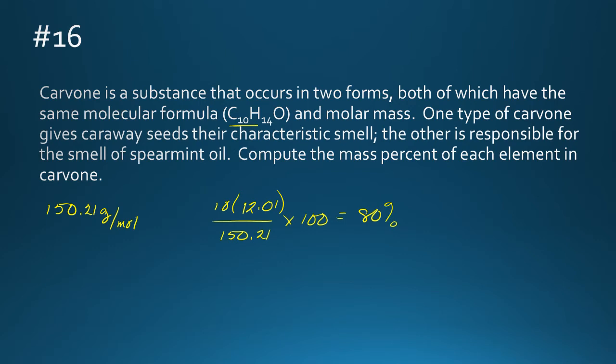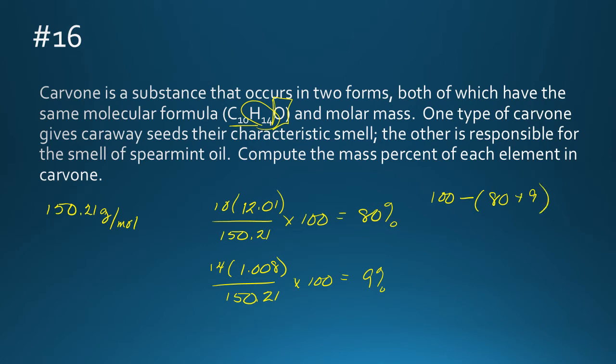The next one I want to look at is the hydrogen. There's 14 hydrogens. Each one of those weighs that, divided by the whole, times 100. Let's see, 14 times 1.008 divided by 150.21, and 9%. Again, you can keep these out to the ones place. The last thing I need to do is find the oxygen, and the easiest way to do that is take my total, which is 100%, minus 80 plus the 9. That's 11% oxygen.